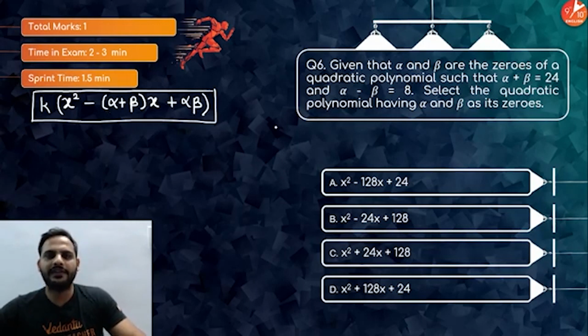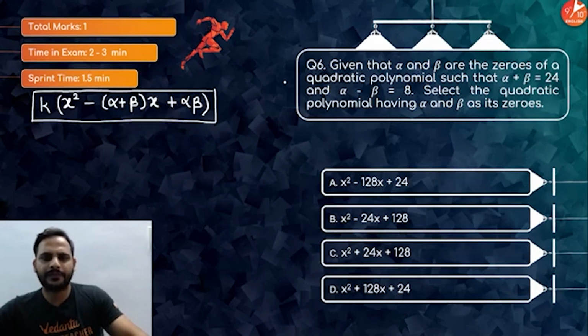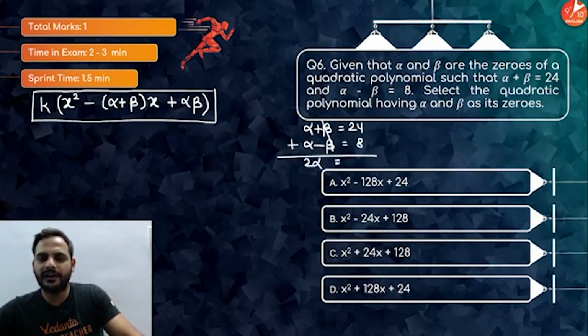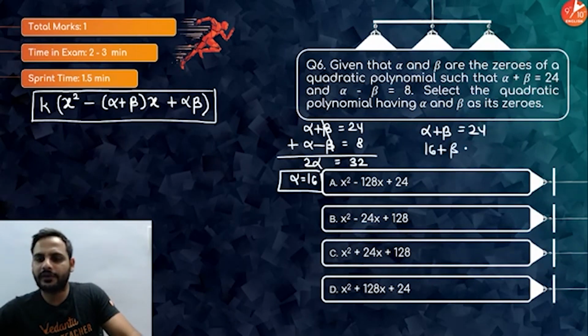One way: if I want to find alpha into beta directly, there is nothing we can do, but if I add these two equations, beta will get cancelled. 2 alpha is equal to 24 plus 8, which is 32. We'll get alpha is equal to 16. Similarly, put alpha equal to 16 in either of these, say alpha plus beta is equal to 24. Put alpha as 16, plus beta is equal to 24. We'll get beta as 8.